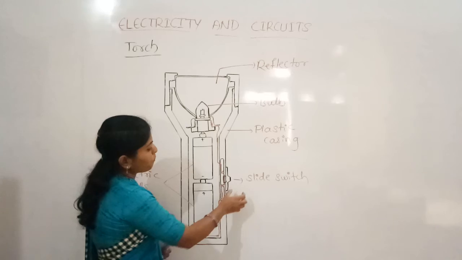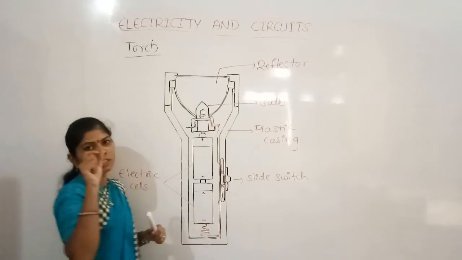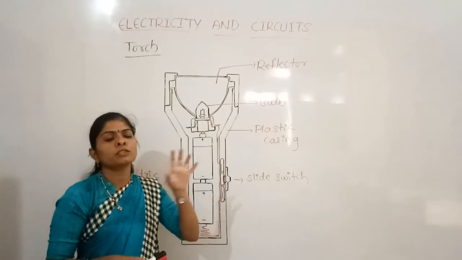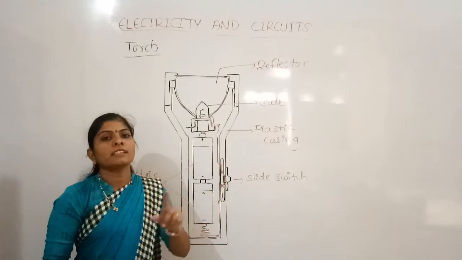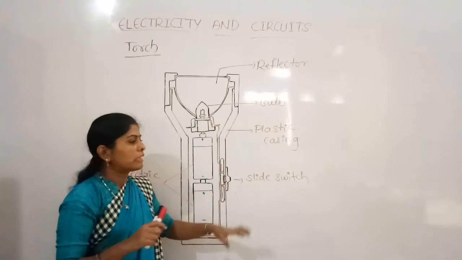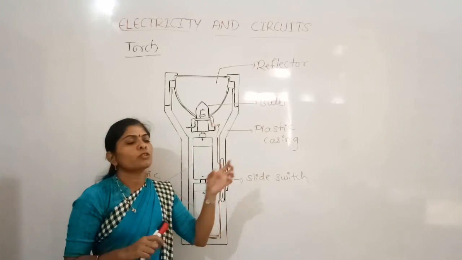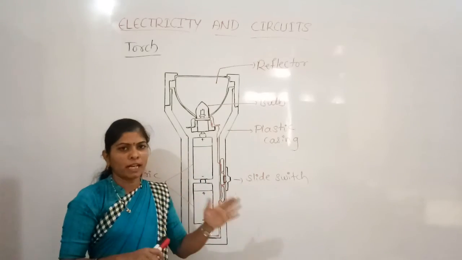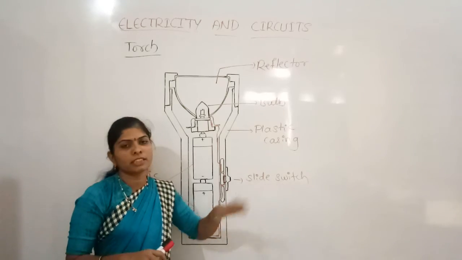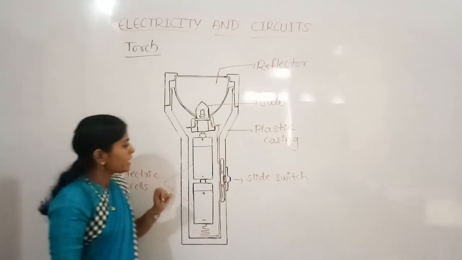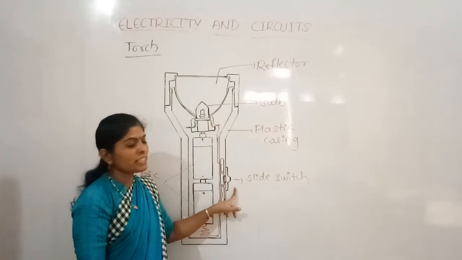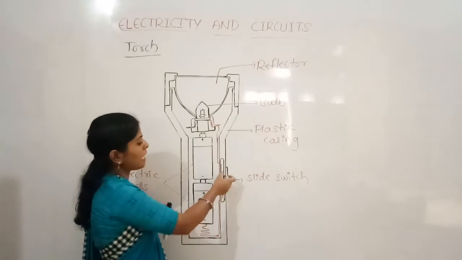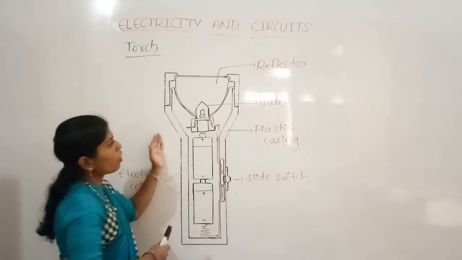And see here the slide switch. Here the switch plays a very important role. The function of the switch is to connect and disconnect the circuit. When we use the switch, we may break the path or we may join the path. This can be done by using the switch. So here the slide switch will be there for the torch. You might have seen, when we slide it forward, the torch will be on.